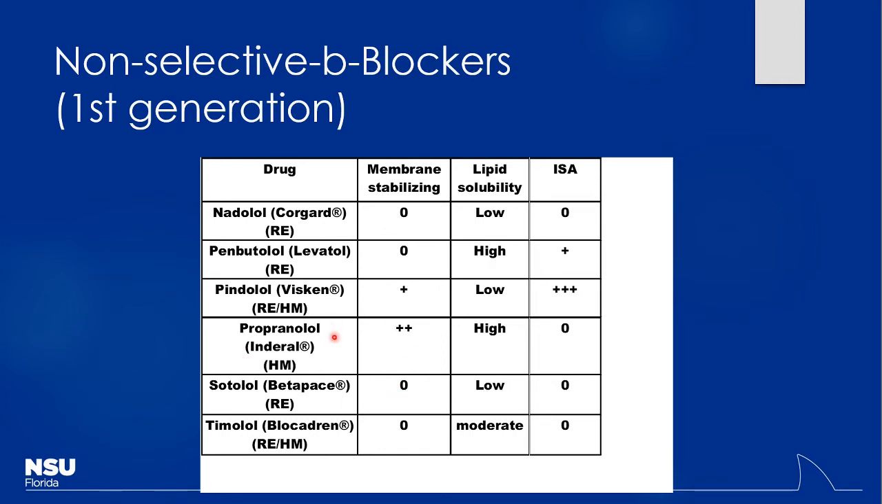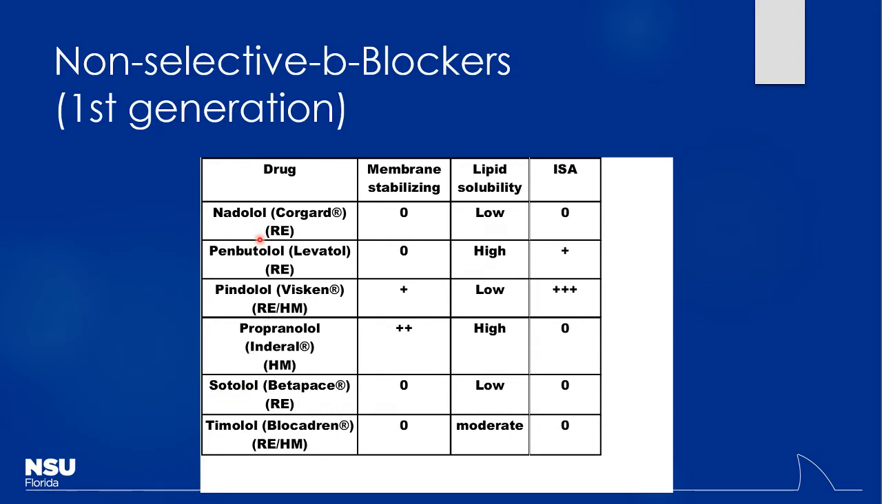But certainly if it has good membrane stabilizing effect, if it has high ISA, those are things you want to kind of key on a little bit there. Okay. Now, what do you kind of notice about the naming convention here? So yeah, you're going to see OLOL on the ends of those, right? So you always know a beta blocker when you see one.